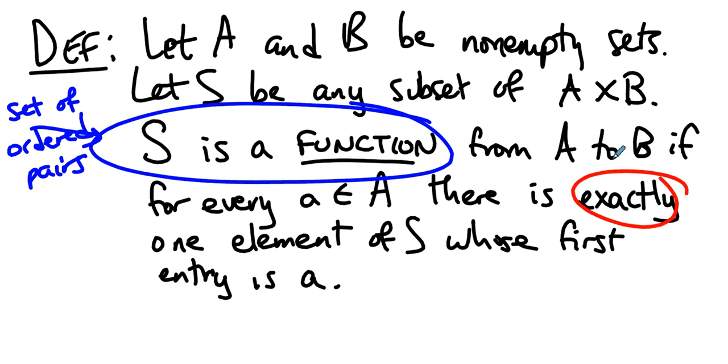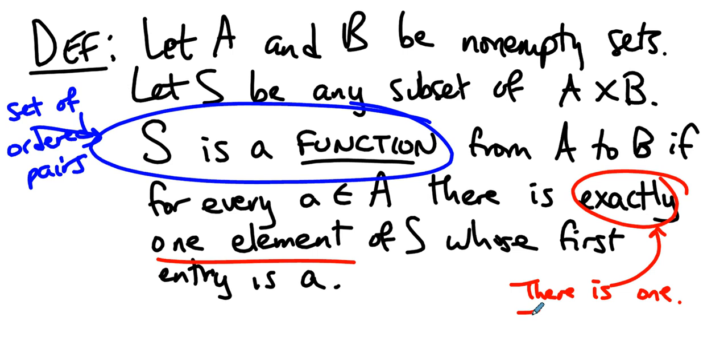The other key word here is exactly one element. Exactly. There is one. There is only one. So every element of the domain maps somewhere, and every element of the domain maps only one place. Fair? We call A the domain. We call B the codomain, but nobody talks about codomain in high schools, not very much anyway.